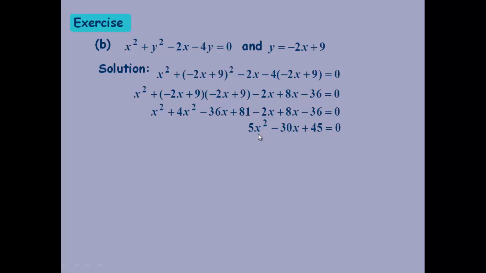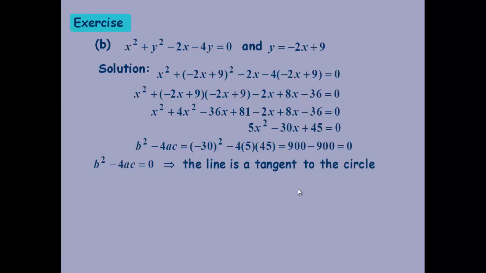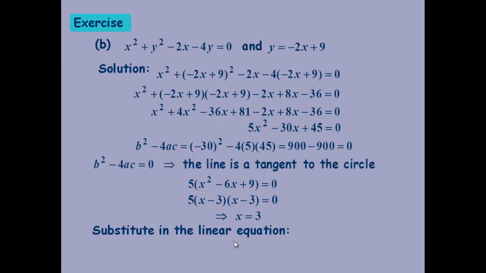We're then looking to solve this. Let's observe the discriminant. We get 0, so that suggests a tangent. It suggests a repeated or equal root. We can factor the 5 out. That will help us. And we can see here that if x is 3, we have that solution. Put that into the linear equation, and the tangent is at the point 3, 3.